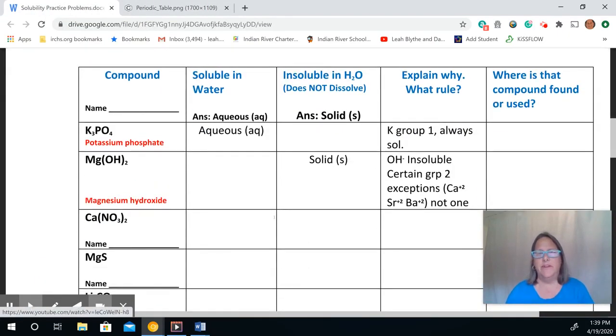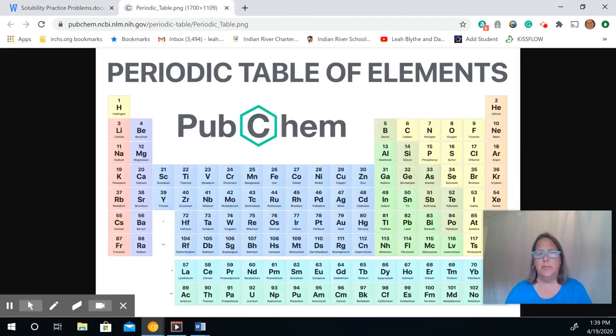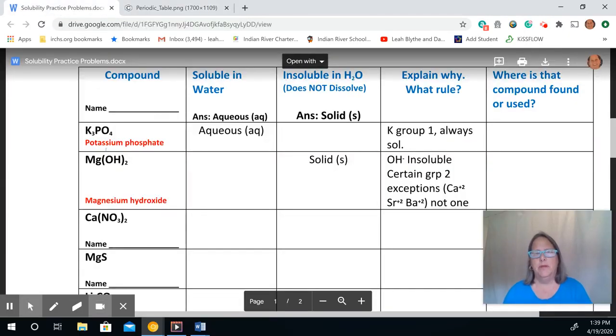If we look back at our problem, we have potassium phosphate, and we want to find potassium on the periodic table. I bring it back up. Potassium is in group 1. It's on the far left. It's 1, 2, 3, 4. It's in period 4. And so potassium is in group 1 and is soluble.